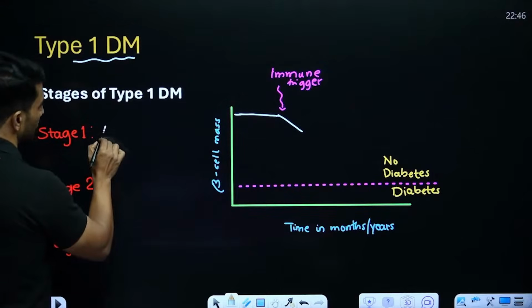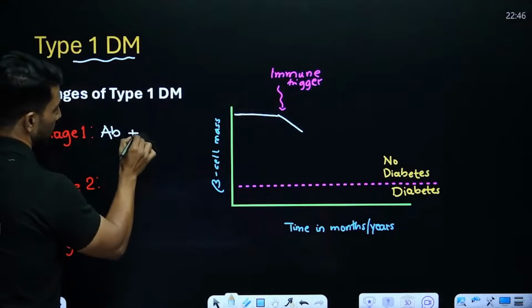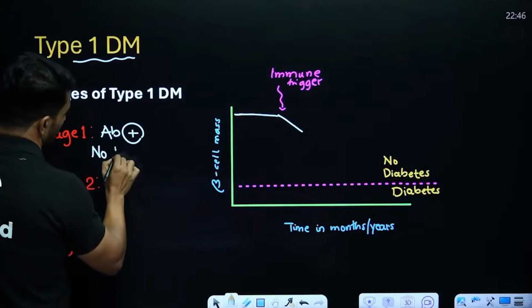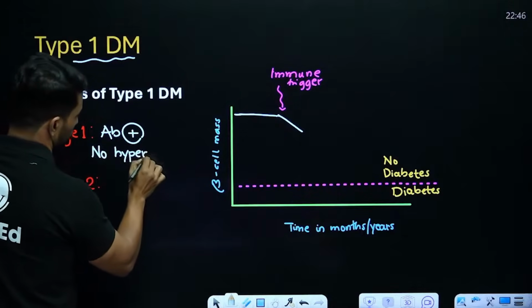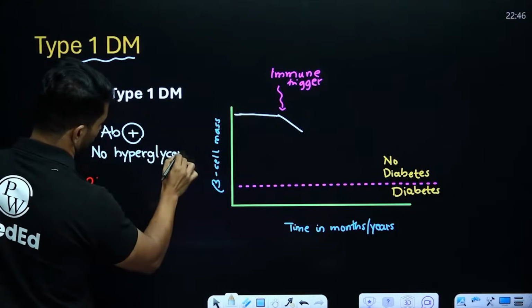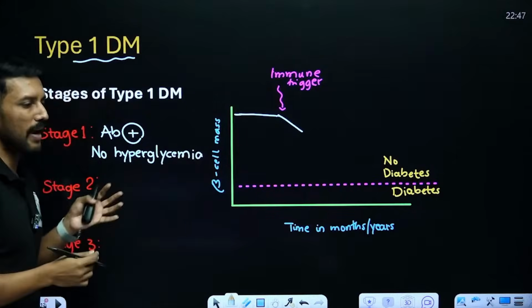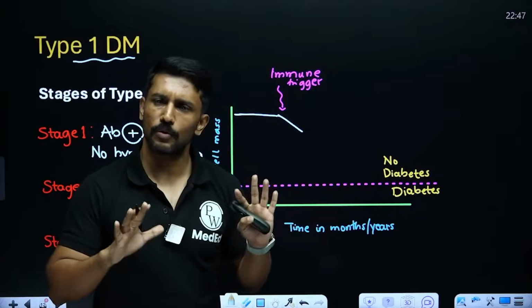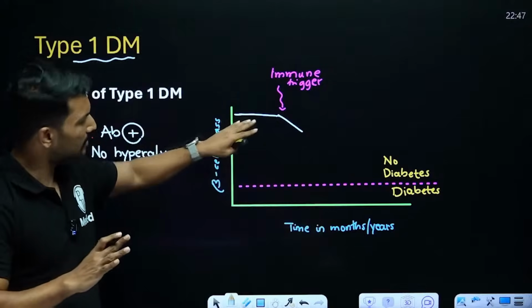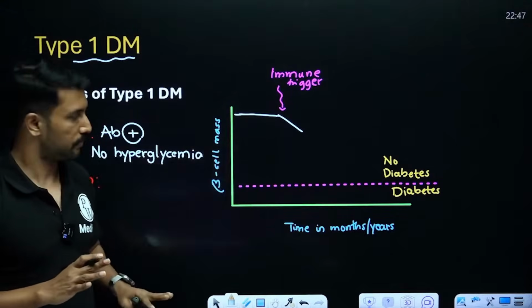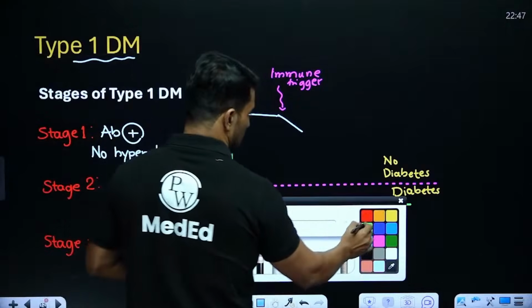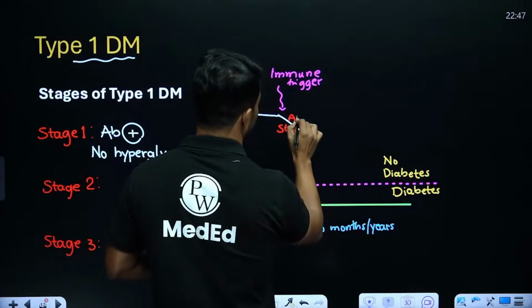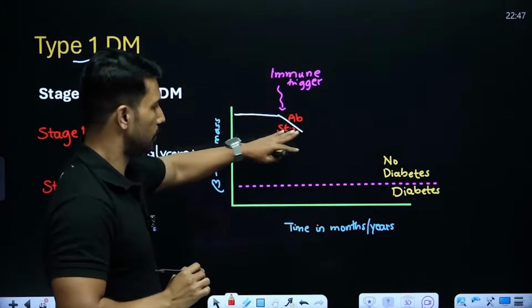So in stage 1, antibodies will be positive, but no hyperglycemia. At this point of time, I may be positive for anti-GAD65 or anti-ZnT8 antibodies, but my blood glucose level will be normal because beta cell mass is still sufficient enough to maintain the blood glucose level. Okay, so this will be my stage 1. So in stage 1, I will have antibodies appearing, but blood glucose level will be normal.